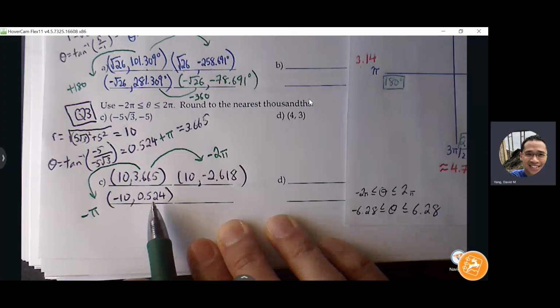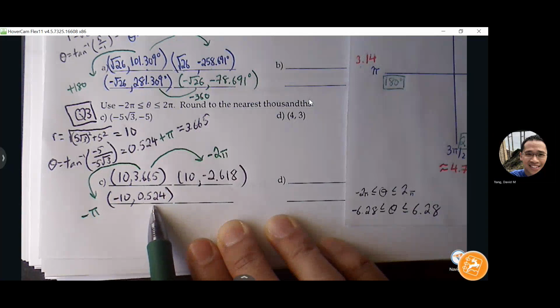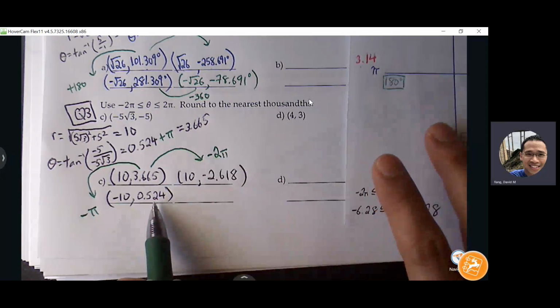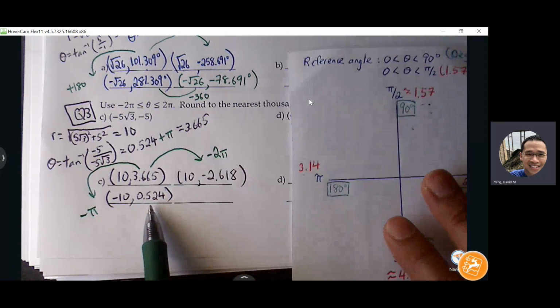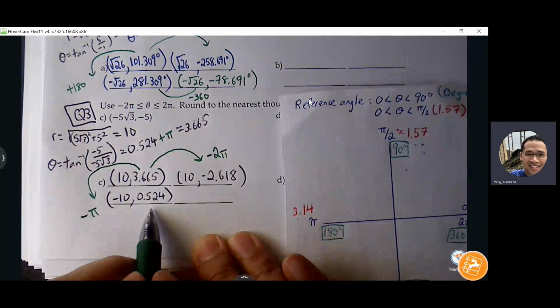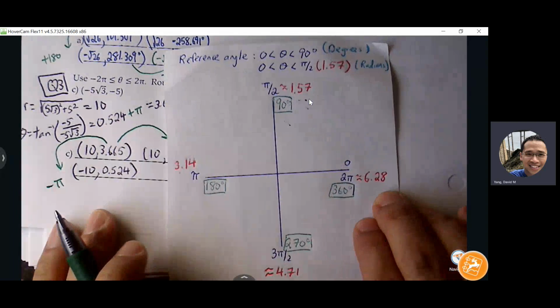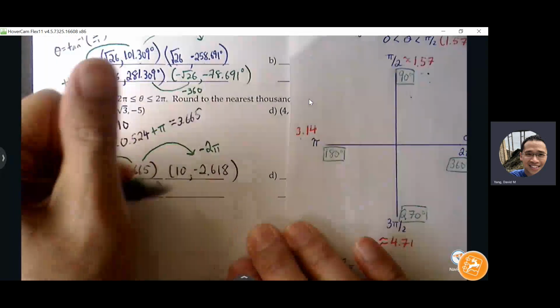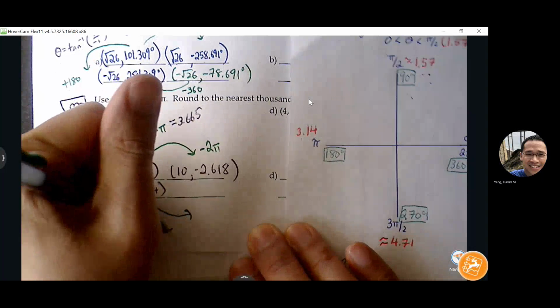So now in the first quadrant, how can I create a different version of the first quadrant? Either add or subtract 2 pi, but in this case, I want to do what? You're right, I got to subtract, right? If I add 2 pi, I'll be outside of 6.28. That's too far out. So you're right, I got to subtract 2 pi here.